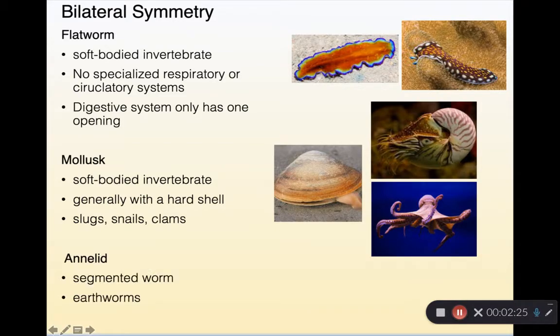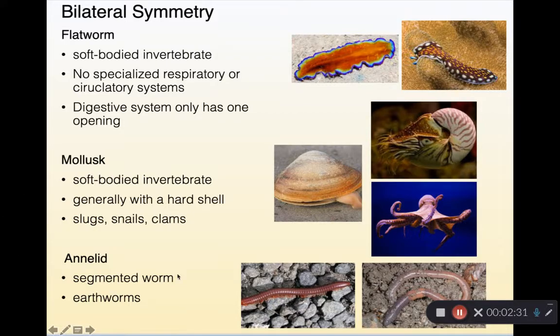And next we have annelids, and this is starting to get into worms. So these are segmented worms, and the word annelid actually means ring in Latin. So each of these you can see are a ring or a segmentation, and so that's why this group is broadly known as segmented worms.